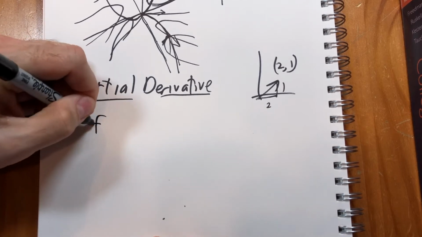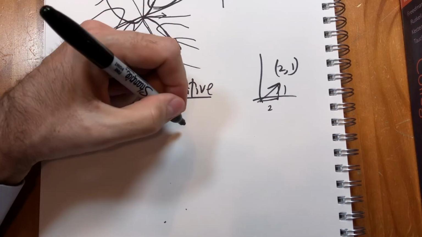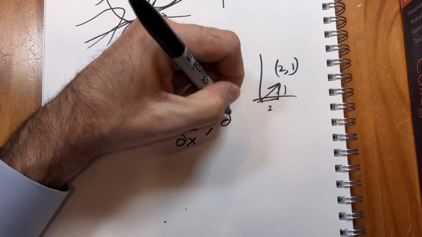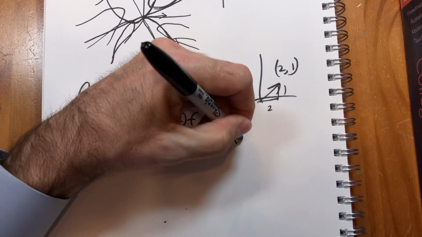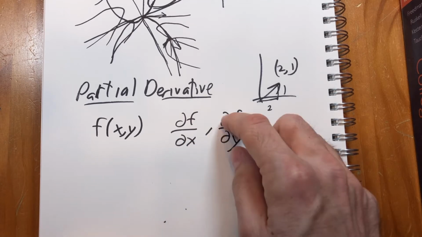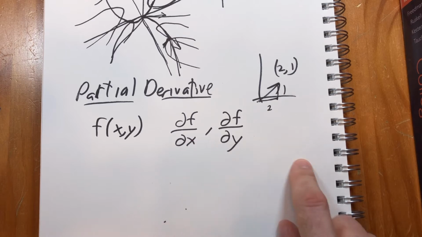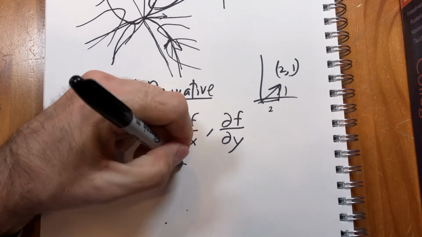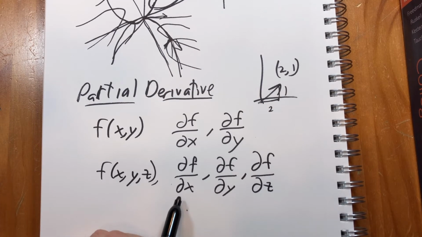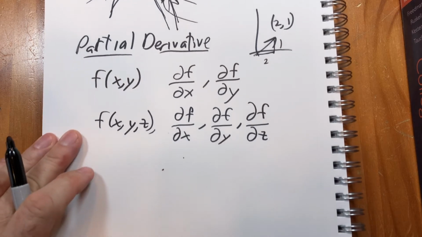So if f(x,y) is a function of two variables, then the two partial derivatives are ∂f/∂x and ∂f/∂y. This means this is the derivative of f in the direction of the x-axis, and this is the derivative of f in the direction of the y-axis. And if it's a function of three variables, it's the same thing. This symbol is called a del. It's basically a d, but they curled it to distinguish it from the d.